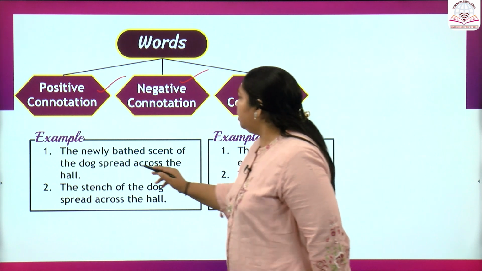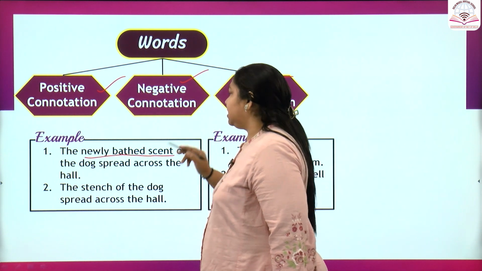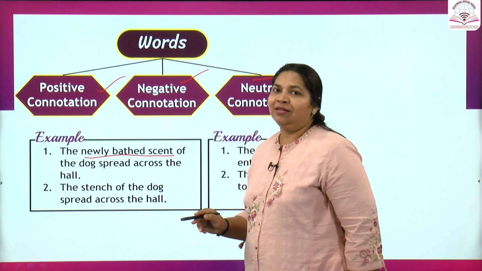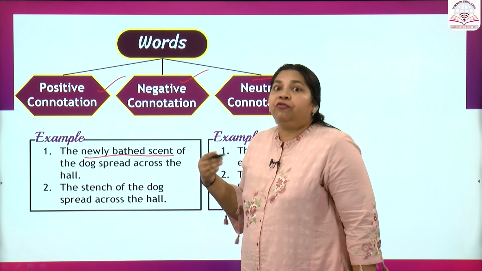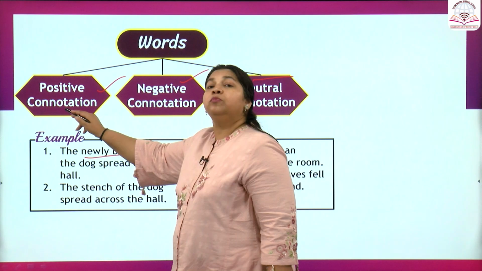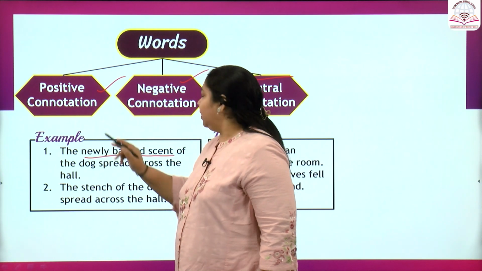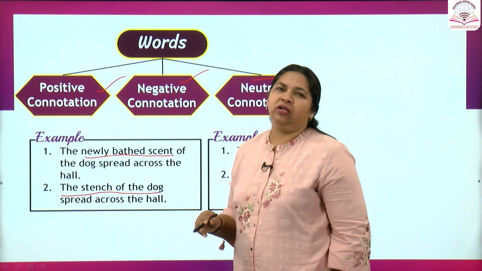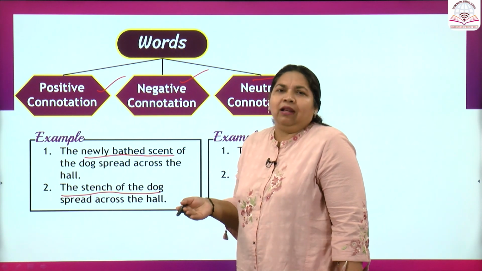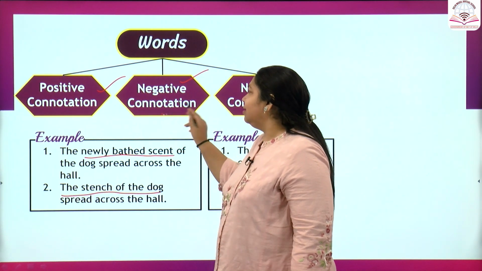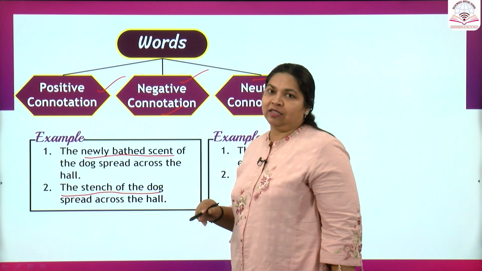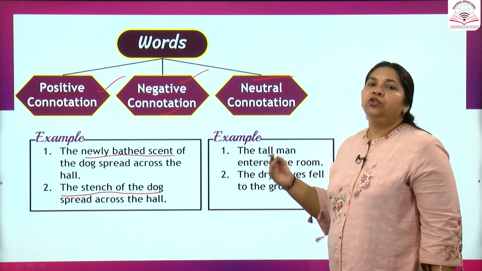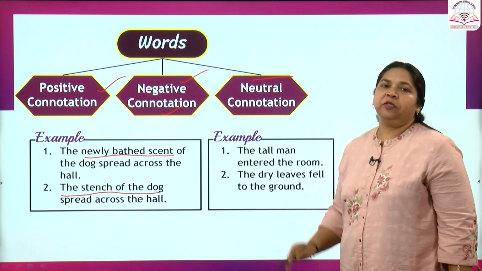But the next one, the newly bathed scent of the dog spread across the hall. So it's a scent, fragrance. So that means positive connotation. And in this next sentence, the stench of the dog. What is stench? The smell. That means it's a negative connotation sentence. So we use these 3 types of sentences to describe the descriptors.